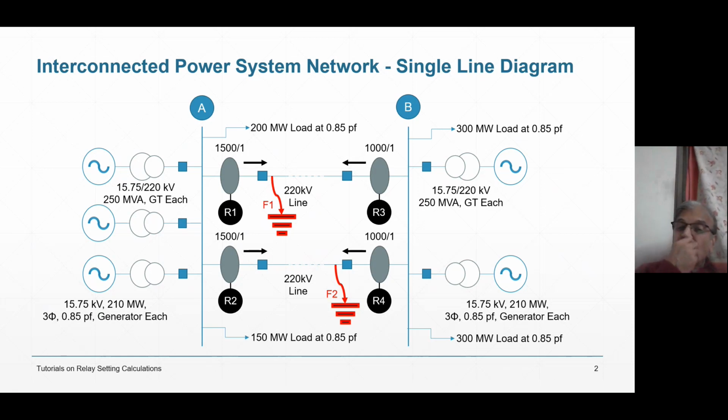So here what I will have to do is think of a fault at F2, find out the time of operation of R4, and see the time of operation of R4. Now I cannot assume anything.